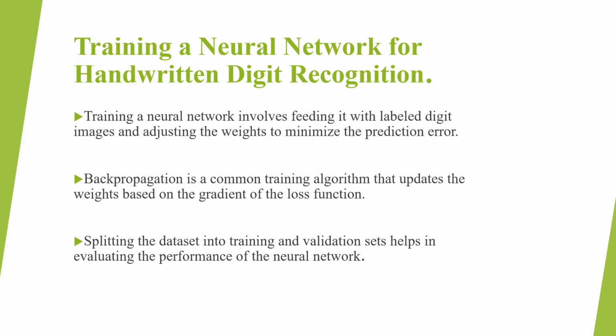Training a neural network for handwritten digit recognition. It explains the training process using labeled digit images, focusing on techniques like back propagation and the importance of splitting data into training and validation sets. Training a neural network involves feeding it labeled digit images and adjusting the weights to minimize the prediction error. Back propagation is a common training algorithm that updates the weights based on the gradient of the loss function. Splitting the dataset into training and validation sets helps in evaluating the performance of the neural network.